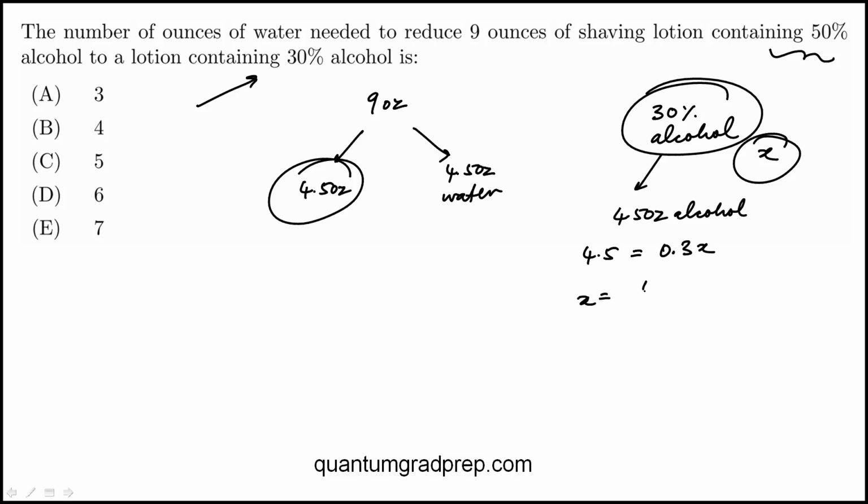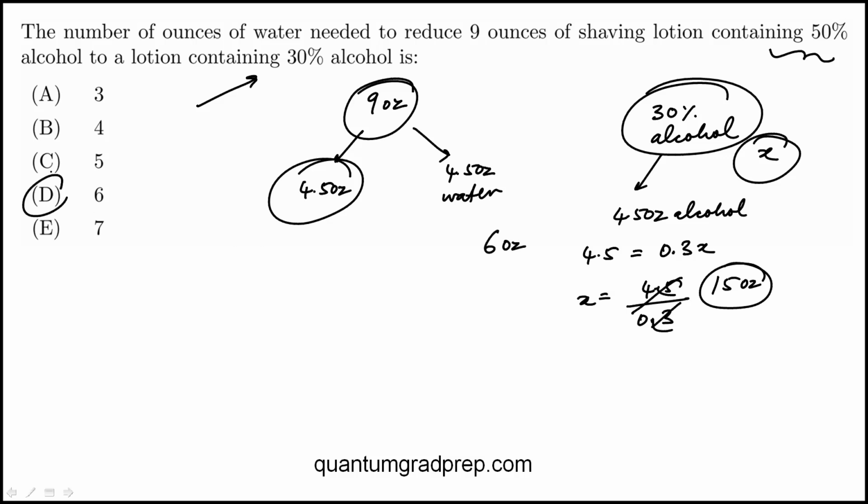That means that the total amount of that solution would be 4.5 divided by 0.3, which is 15 ounces. And that means since we're starting with 9 ounces, we just need to add 6 ounces of water. So the answer is D. So you can do it conceptually this way. I even used this X, but you don't need to. You can directly see that the amount of solution would be this, and then go from there.